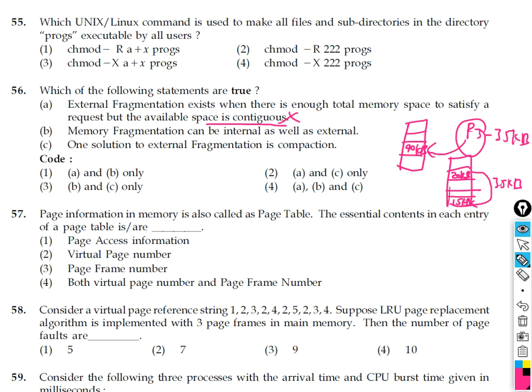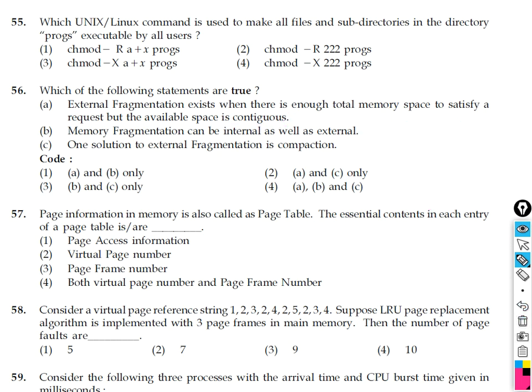Next, statement B, memory fragmentation can be internal as well as external. That we know, two types of fragmentation are there, internal fragmentation as well as external fragmentation. One solution to external fragmentation is compaction. So it is also true, because here you may find 20 KB, 15 KB. If you bring this 20 KB and add this to 15 KB, then it will become 35 KB, and you can accommodate process P3 to this particular block. So then external fragmentation can be eradicated. So what is the answer? B and C only.